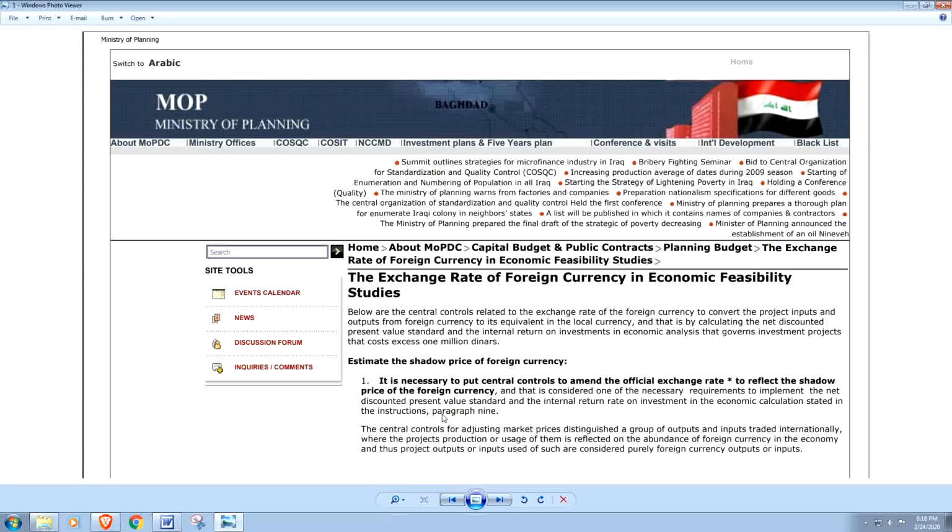Anyways, it goes on to talk about the inputs and the outputs. So the central controls for adjusting market prices distinguish in group of outputs and inputs trade internationally, where the project's production or usage of them is reflected on the abundance of foreign currency in the economy, and thus project outputs and inputs use of such are considered purely foreign currency outputs and inputs.